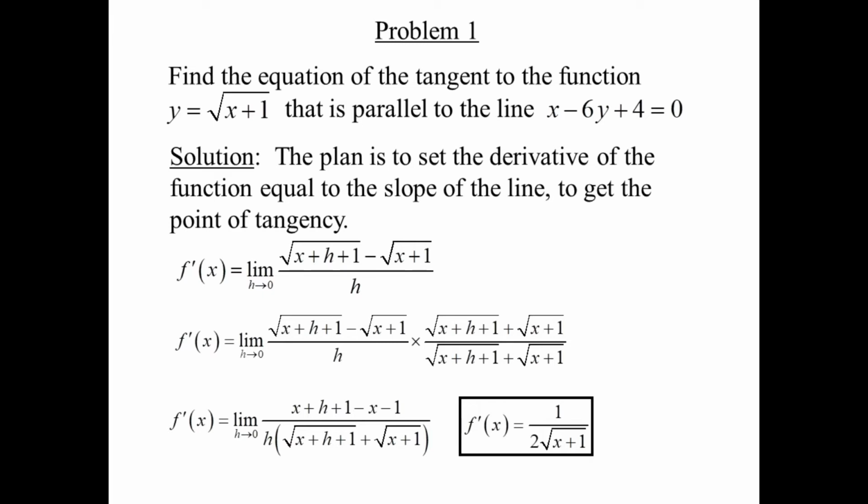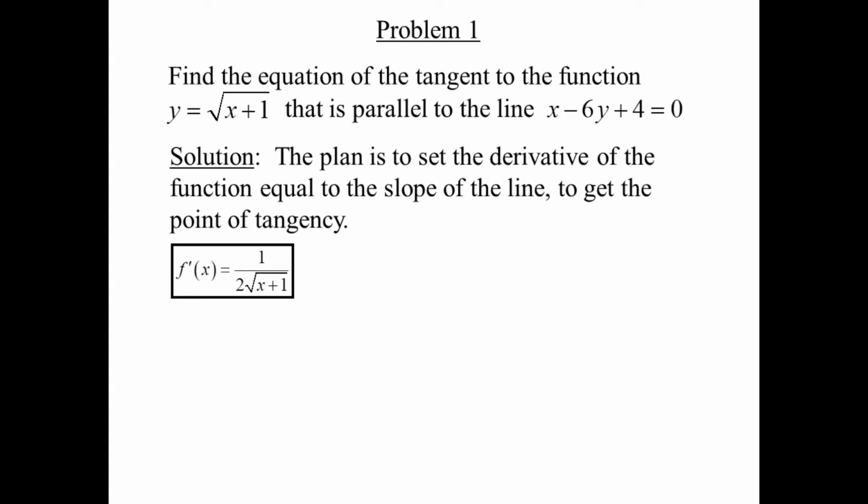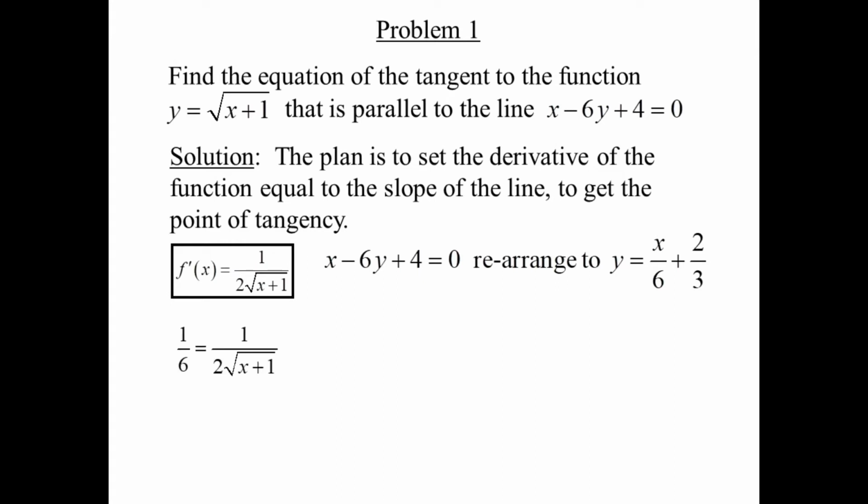Now that we have the derivative of the function, we can turn our attention to the line. There's the derivative of the function. Now the line can be rearranged to y equals mx plus b form, and we can see that the slope of the line is 1/6. So we'll set 1/6 equal to the derivative, cross multiply, solve it, square both sides, solve it.